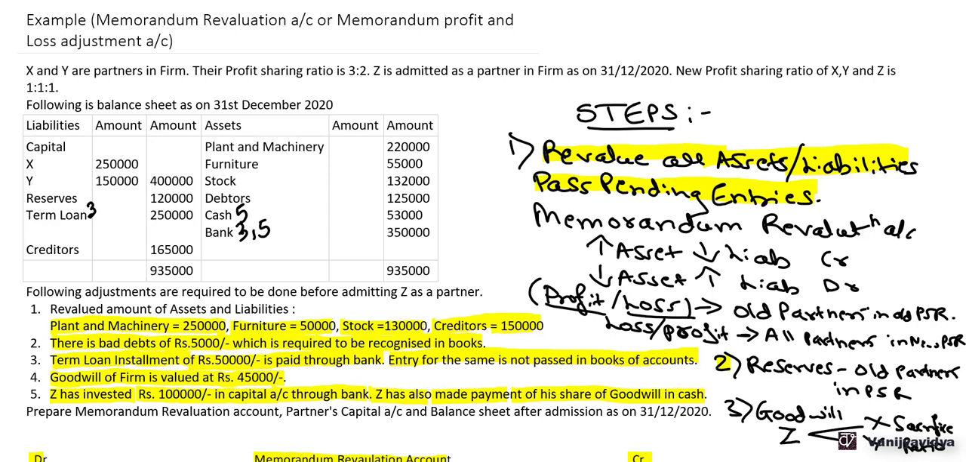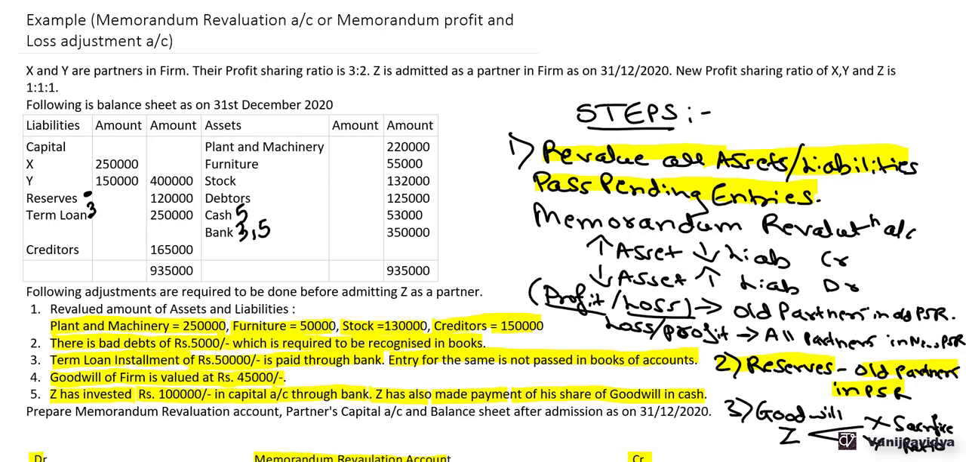Second step, reserves, old partners in PSR. Now reserves, if we go to the balance sheet, we can see there are reserves of 1,20,000 here. This reserve needs to be distributed between the old partners. Who are the old partners? X and Y in the ratio of 3:2. So 1,20,000 needs to be distributed between X and Y in the ratio of 3:2.